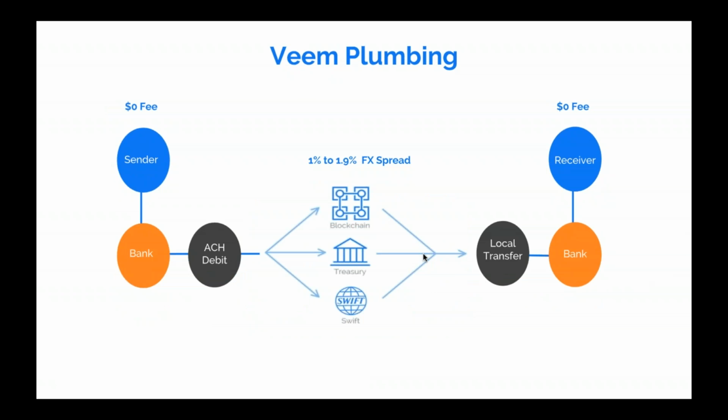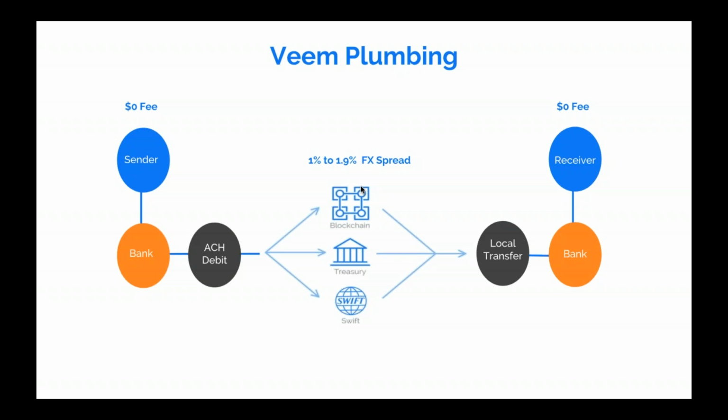This is what Veem did first to try to fix this. So rather than starting a wire transfer, we're not a wire transfer. So we don't take any fee to start the process. You just push it onto Veem. That's a 0 fee transfer. And then we put it through one of 3 rails. Our favorite rail and our first choice is the blockchain rail.